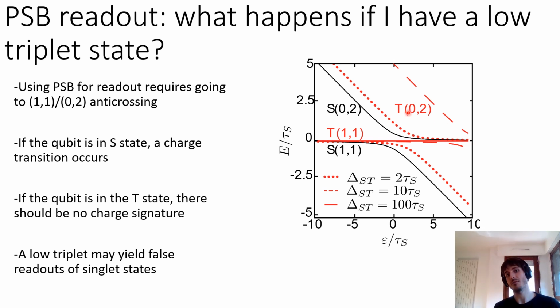Now, what happens if you have a very, very low triplet state? This will be very similar to what happens when you have a very low valley state in electrons, but this can apply also to holes. What happens here is that this low energy triplet may induce this anti-crossing here, which allows you to find a charge signature even if you have a triplet state. So you may be assuming that your charge signature is a signature of a singlet state, while in reality what you have is a triplet state.